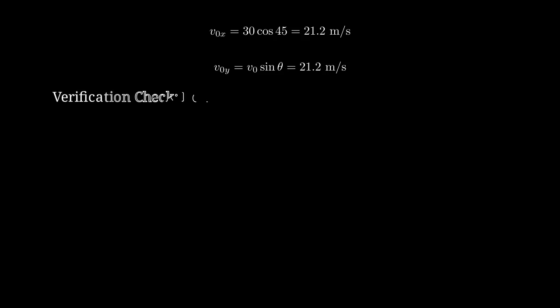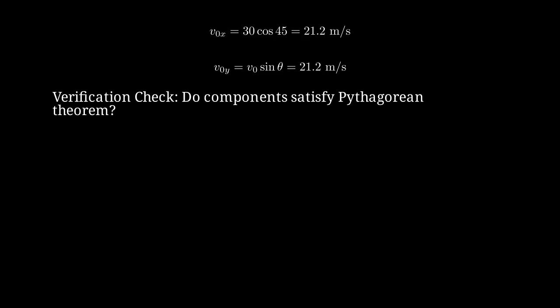Horizontal component equals v0 times cosine theta. 30 times cosine 45 degrees equals 21.2 meters per second. Vertical component equals v0 times sine theta, also 21.2 meters per second. Verification check. Do these components satisfy the Pythagorean theorem? The magnitude should equal 30 meters per second. Square root of 21.2 squared plus 21.2 squared equals 30.0. Check passes.